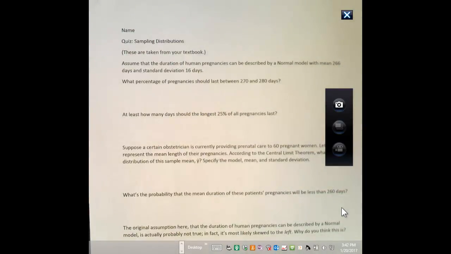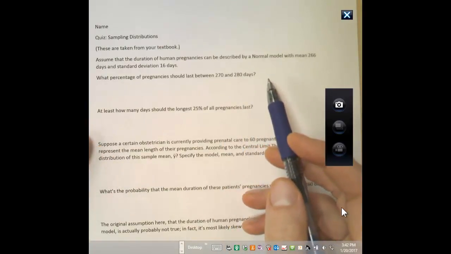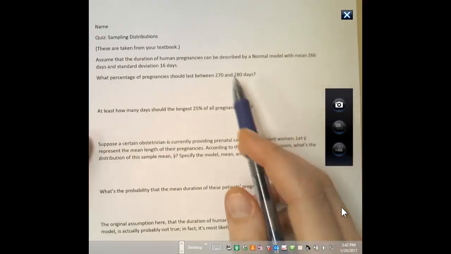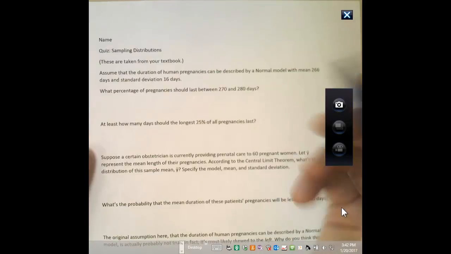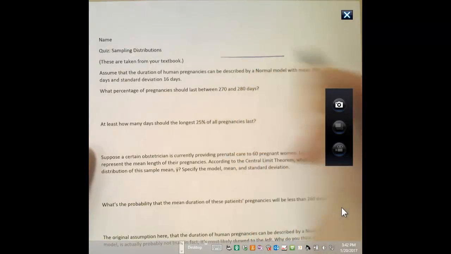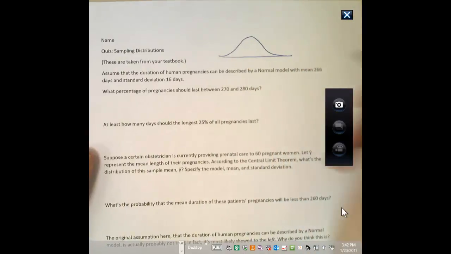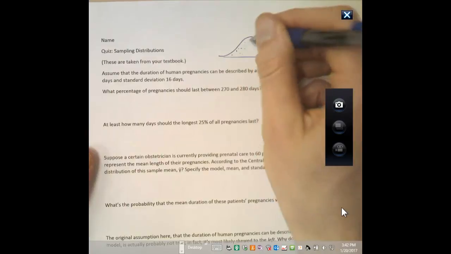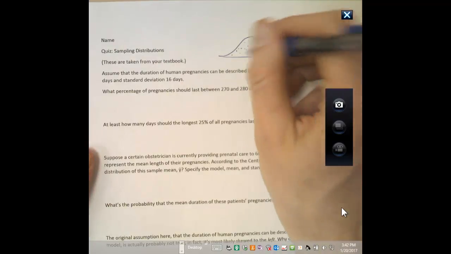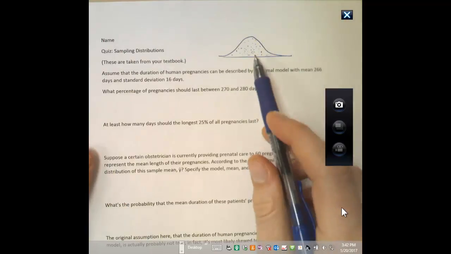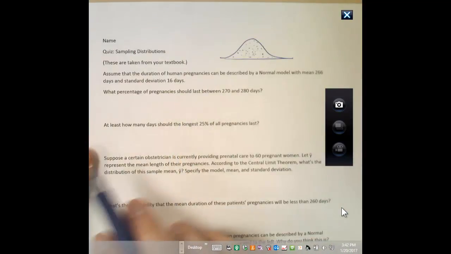So, all right. The information I'm giving you to start about the human pregnancies is a normal model with mean 266 and standard deviation 16. When we talked about this the first time, we called that the parent distribution. Let's suppose it is approximately normal, meaning that if I randomly sample one data point out of this pile, that data point is going to represent a single human pregnancy. It's going to be the length of it in days, right?